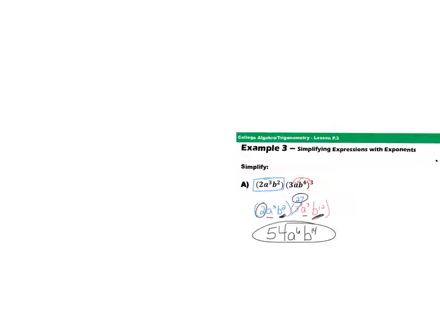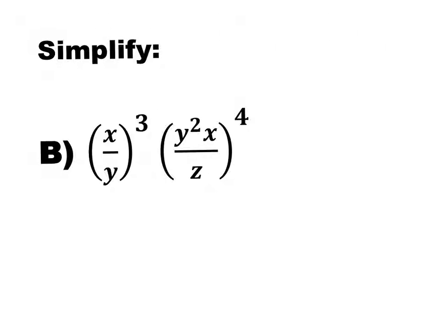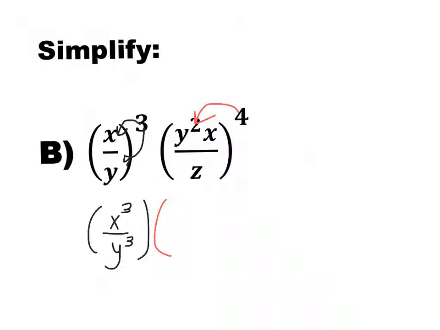Okay. Next. Again, if you just take your time, look at each thing individually. If I have an exponent outside of a parenthesis, what do I do with that 3? It goes to where? Both of them. Good. It goes to the x and it goes to the y. So I rewrite this as x cubed, y cubed. Agreed? Okay, good. Now what happens with the 4? It goes to everything. So I have y squared raised to the 4th power. Y to the 8th. Awesome.